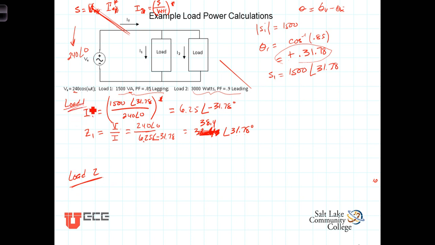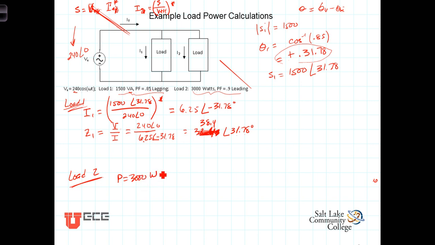Load 2. We're told that load 2 is a 3,000 watt load. What are they giving us if they're specifying watts? Well, the units of average power, P, are watts. So what they've told us then is that P is equal to 3,000 watts.